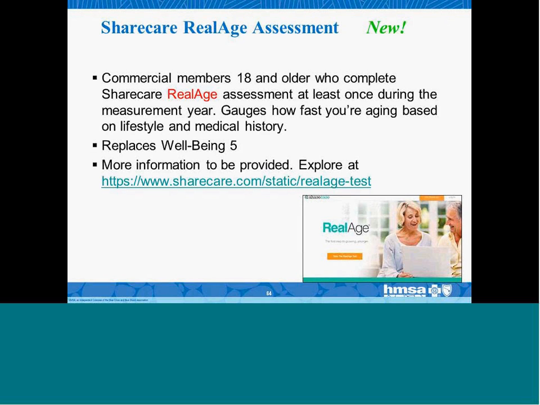Moving on to our Sharecare Real Age Assessment. Wellbeing 5 was our old performance measure that we were doing, but we've moved on to the Sharecare Real Age, and this is applying to commercial members 18 and older who complete the Sharecare Real Age Assessment at least once during the measurement year. The Sharecare Real Age Assessment gauges how fast you're aging based on your lifestyle and medical history, and it compares that with your chronological age.